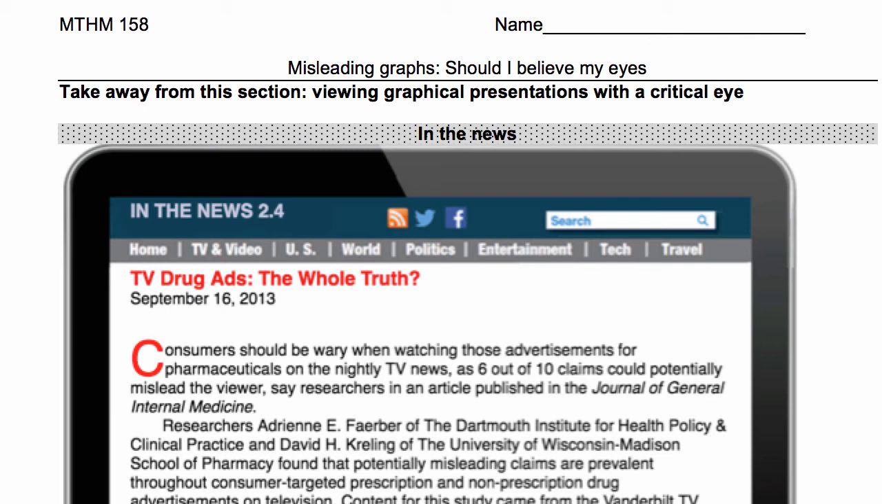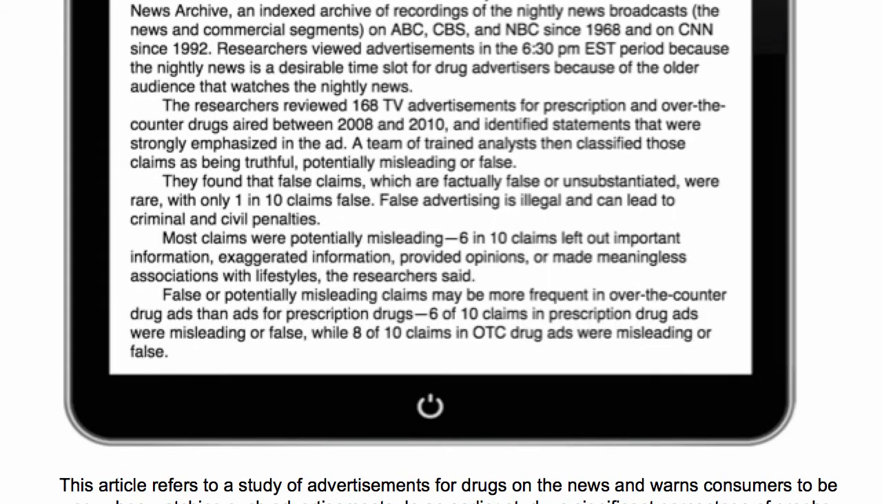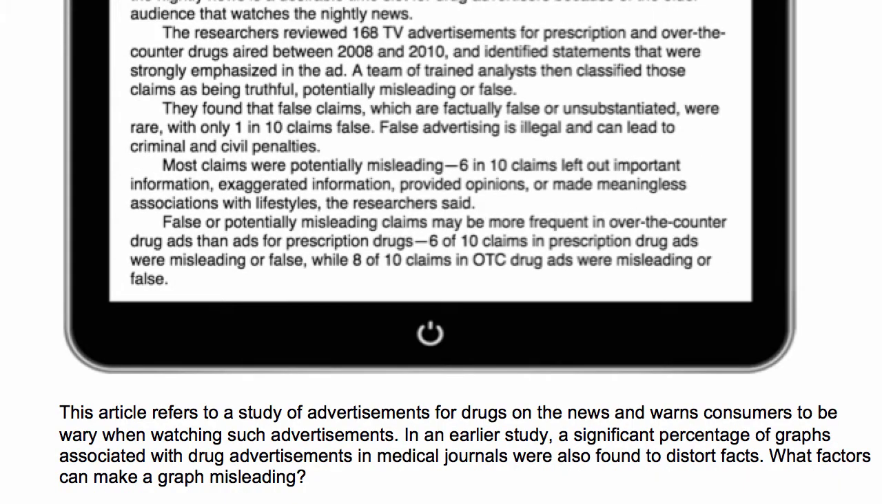In this section, we will be viewing graphical presentations with a critical eye. This article refers to a study of advertisements for drugs on the news and warns consumers to be wary when watching such advertisements. In an earlier study, a significant percentage of graphs associated with drug advertisements in medical journals were also found to distort facts.